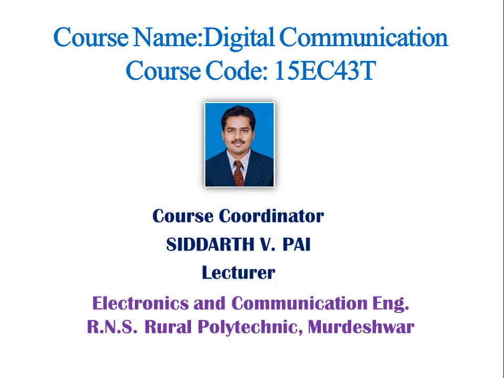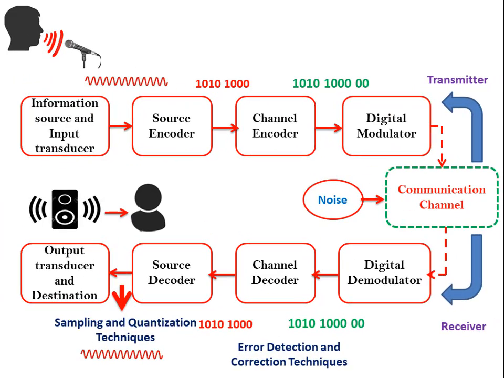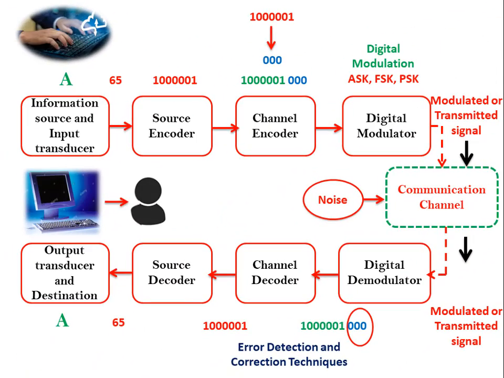Dear students. In the last session, we studied how a digital communication system processes analog information from the transmitter to the receiver through the communication channel, and how the original message is delivered to the final destination. Now, in today's session, we will study how discrete information is processed by the system and transmitted to the receiver side to deliver the same message to the destination user.